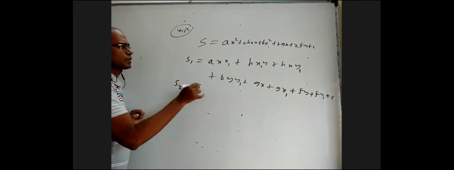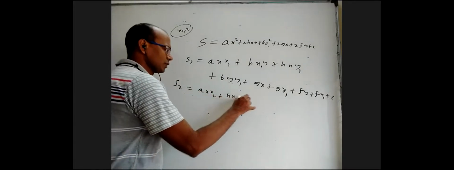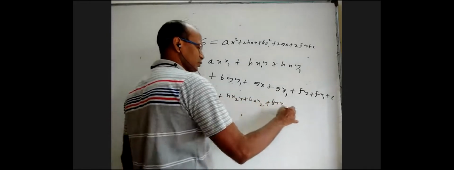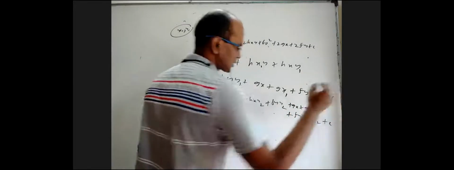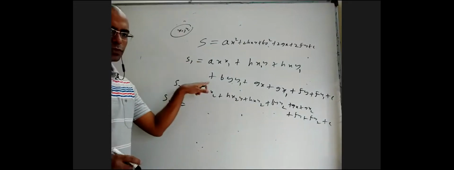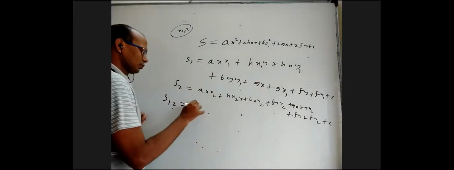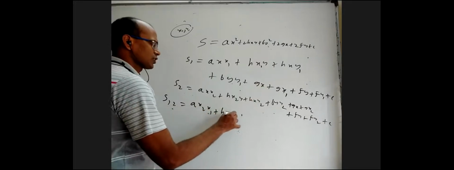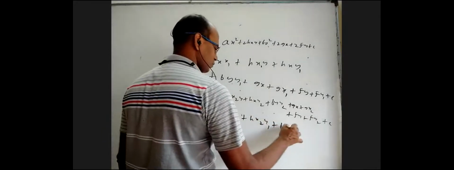Similarly, S2 means substituting 50% x2 comma y2. That will be ax x2, hx2y, hxy2, by y2, gx plus gx2 plus fy plus fy2 plus c. S12 means within this 50% already substituted 1, in the other 50% substituting 2. So wherever x is there, you write x2, wherever y is there, you write y2. You get a x2 x1, h x1 y2, h x2 y1 plus b y1 y2, g x2 plus g x1, fy2 plus fy1 plus c.